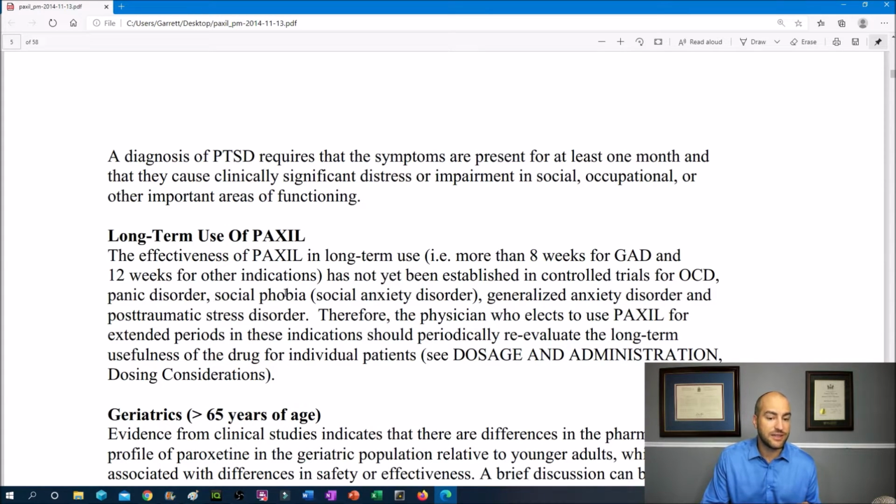The effectiveness of Paxil in long-term use, which would be more than 8 weeks for generalized anxiety disorder and 12 weeks for other indications, has not yet been established in clinical trials for OCD, panic disorder, social phobia or social anxiety disorder, generalized anxiety disorder, and post-traumatic stress disorder. Therefore, the physician who elects to use Paxil for extended periods in these indications should periodically reevaluate the long-term usefulness of the drug for individual patients. So again, here see dosage and administration dosing considerations, which we'll get to as we continue on.